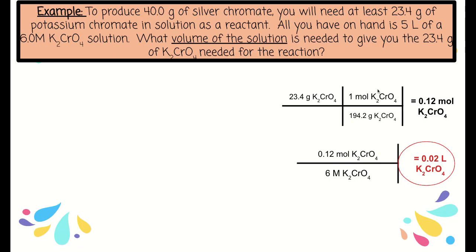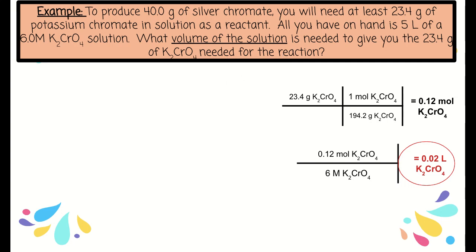So another example, and this is looking at it from a different direction, okay? To produce 40 grams of silver chromate, you will need at least 23.4 grams of potassium chromate in solution as a reactant. This 40 grams of silver chromate is just extra information right now. It's telling us we need 23.4 grams of the potassium chromate as our reactant. It has to be that much. All you have on hand is 5 liters of a 6 molar potassium chromate solution. What volume of this solution are you going to need in order to get 23.4 grams of the potassium chromate that you need in the solution?